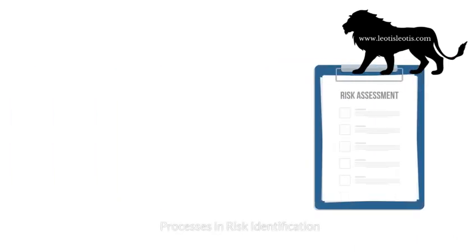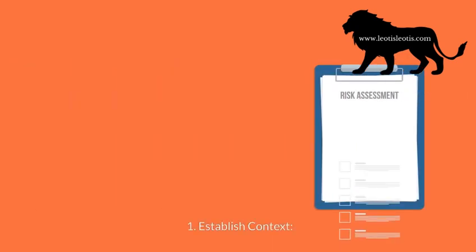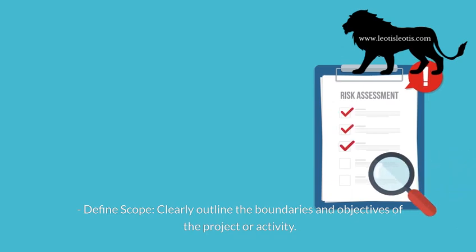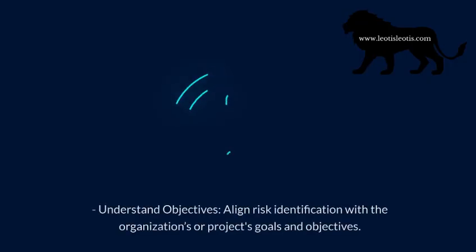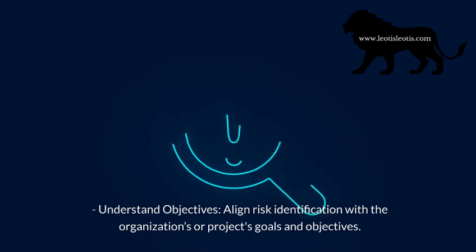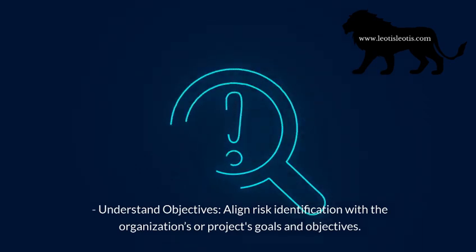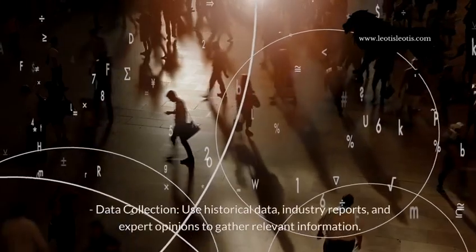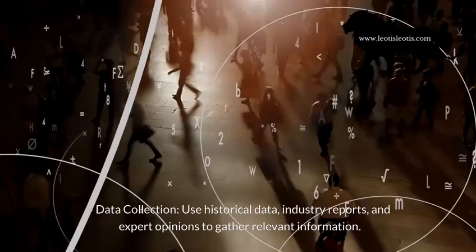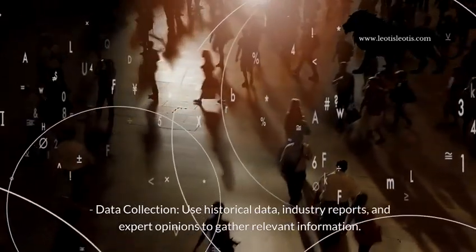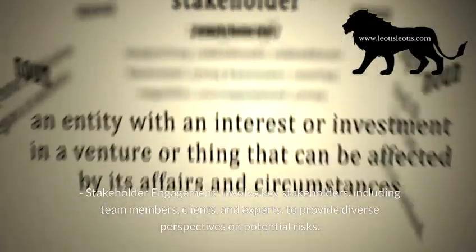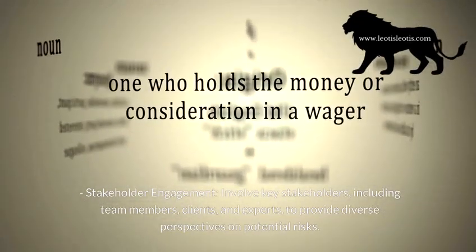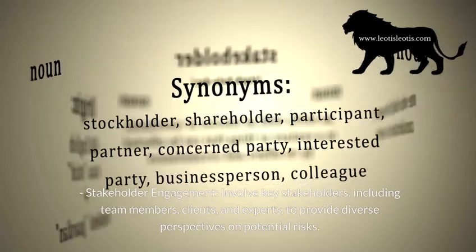Processes in risk identification. 1. Establish context. Define scope. Clearly outline the boundaries and objectives of the project or activity. Understand objectives. Align risk identification with the organization's or project's goals and objectives. 2. Gather information. Data collection. Use historical data, industry reports, and expert opinions to gather relevant information. Stakeholder engagement. Involve key stakeholders, including team members, clients, and experts, to provide diverse perspectives on potential risks.